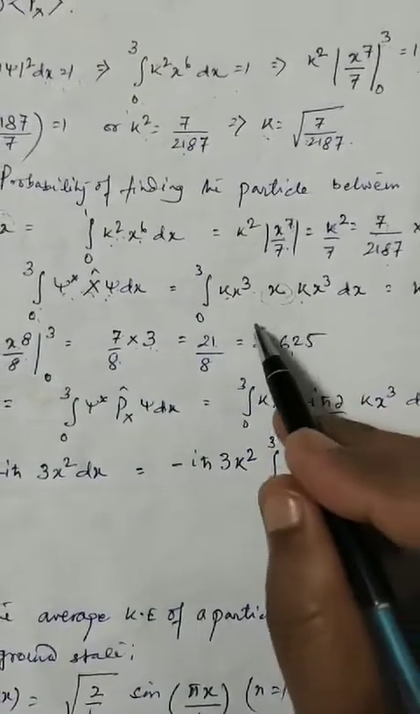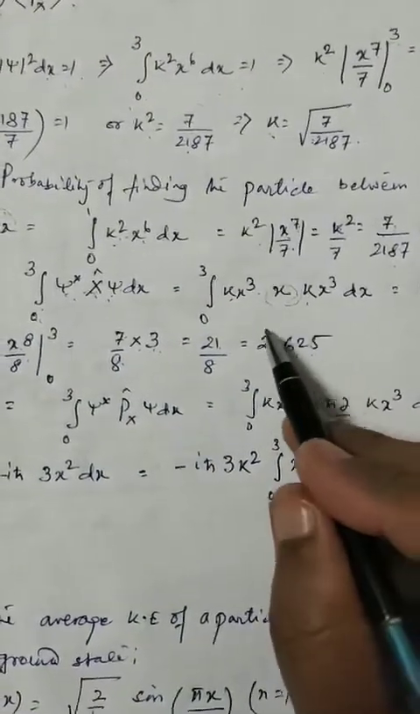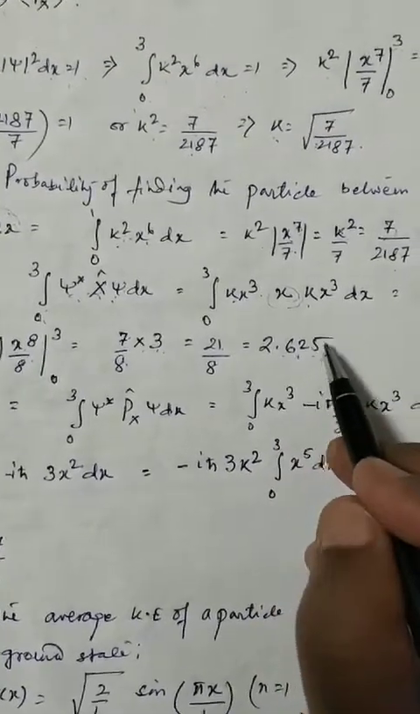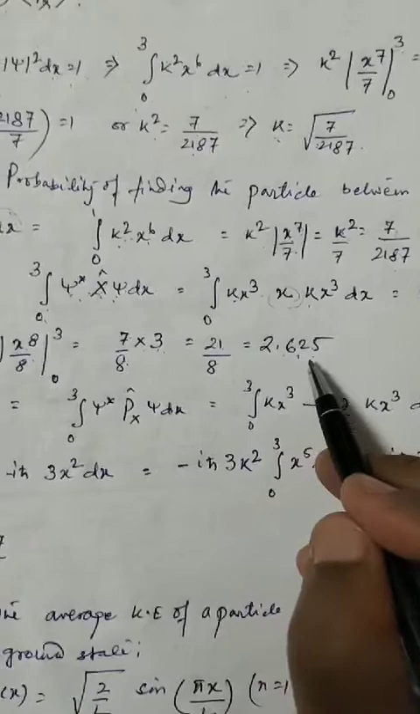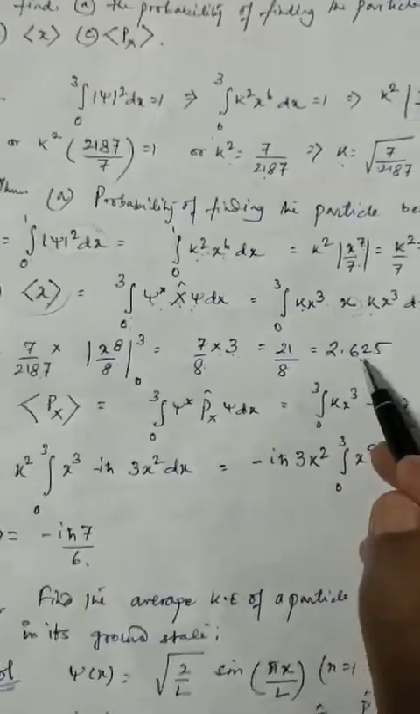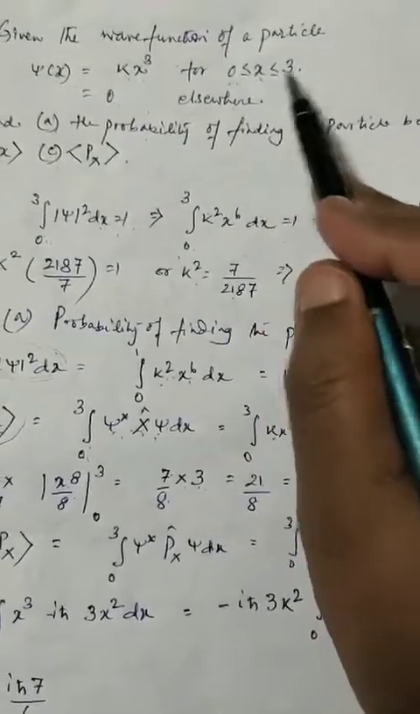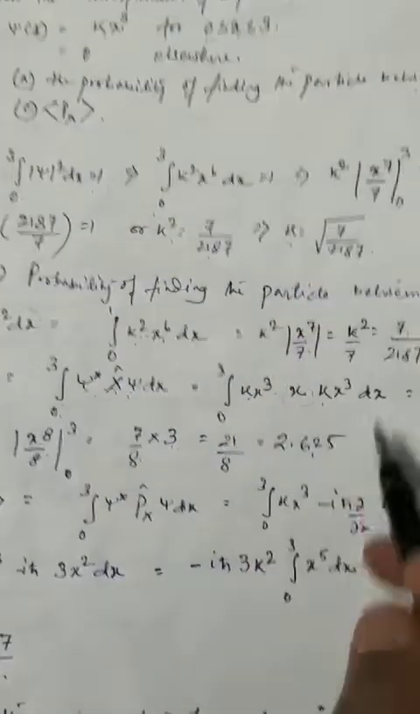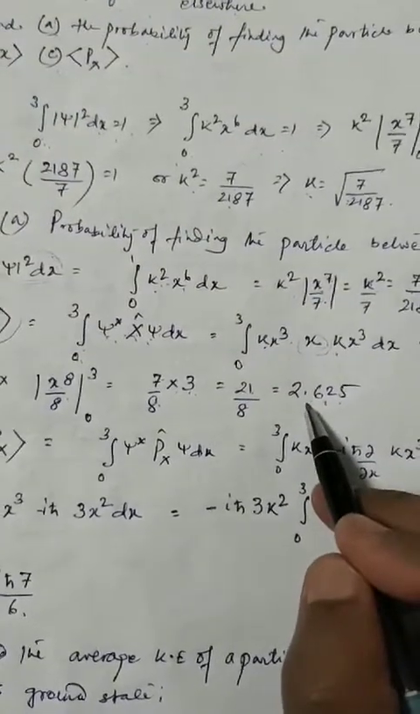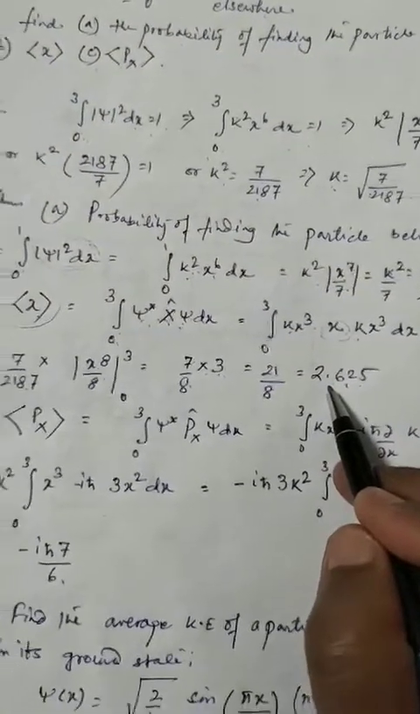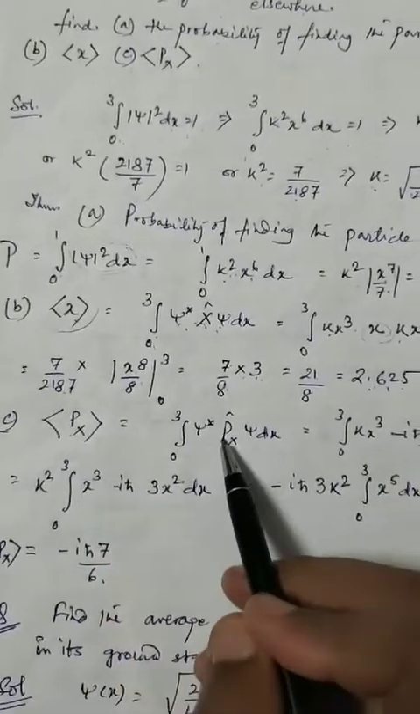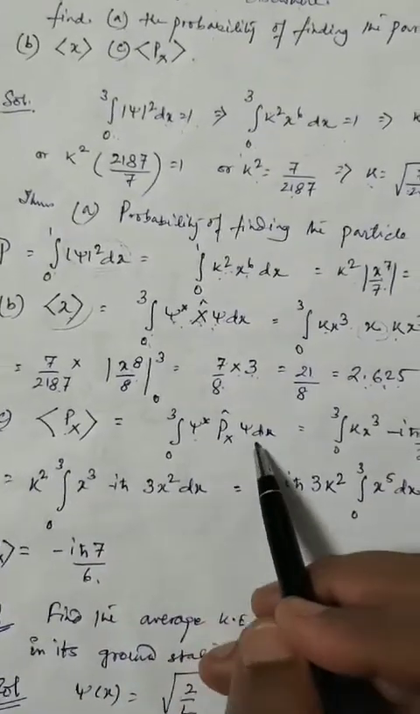So on an average, the particle may be found at x equal to 2.625. If you make a very large number of measurements, on an average, you will find the particle at 2.625. Since the particle lies between 0 and 3, the average value of x must be somewhere between 0 and 3, and indeed it is 2.625, which is between 0 and 3. Similarly, for the expectation value of momentum, again you sandwich the momentum operator between psi star and psi.